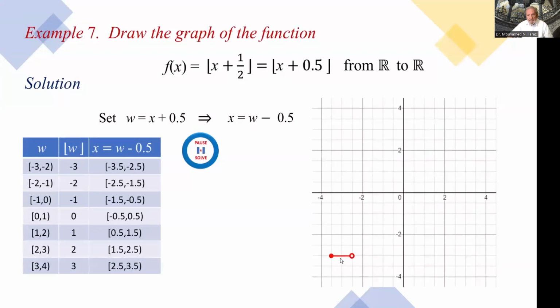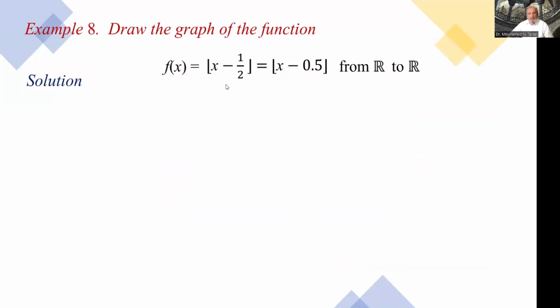You get this. Between minus 2.5 and minus 1.5, minus 2.5 here and minus 1.5 here, you get this. Between minus 1.5 and minus 1/2 here, you get this. So what happened here is a shift to the left of 1/2 unit.